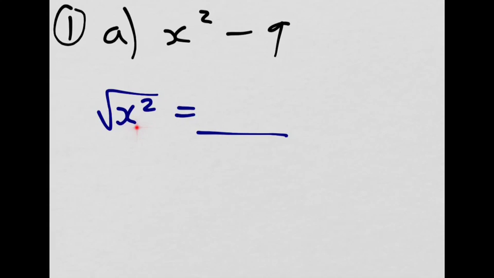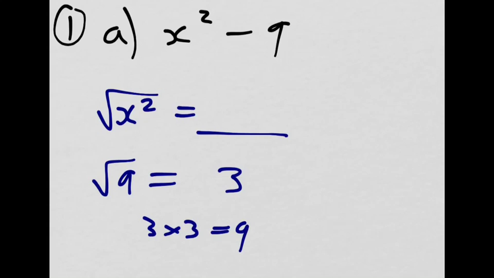Just like, if that didn't make sense, square root of 9 is 3, because 3 times 3 is 9. So the answer is something that I can multiply by itself to get back here. So what can I multiply by itself to get back here? X. X times x is x squared. Okay, so the square root of x squared would be x. You with me? Okay. So based on that, check this trick out.